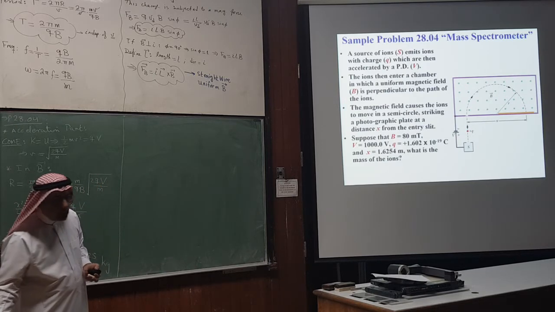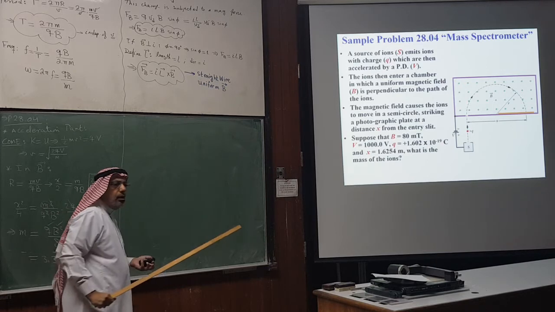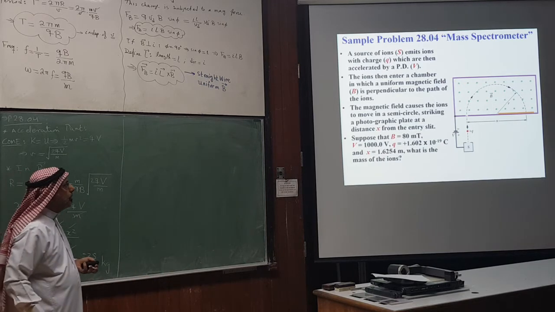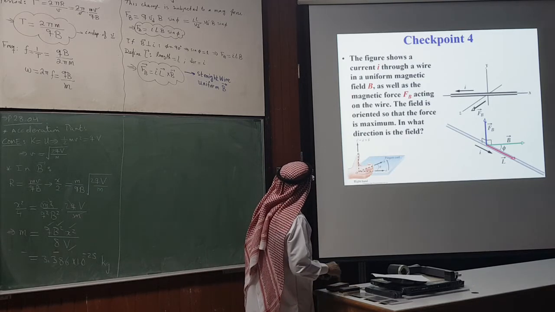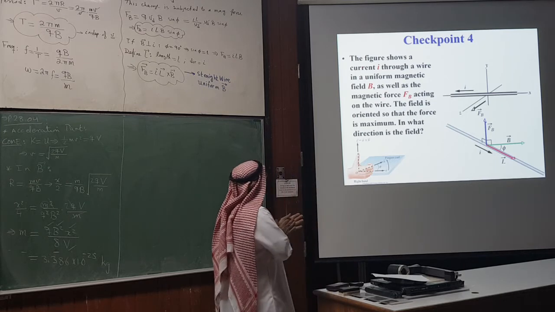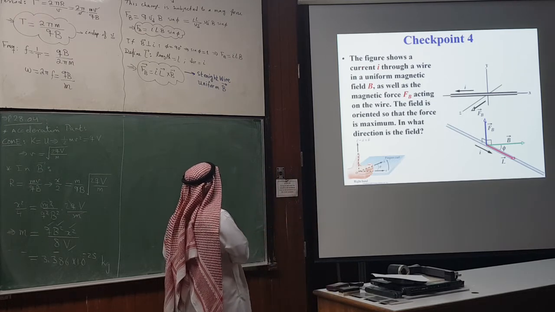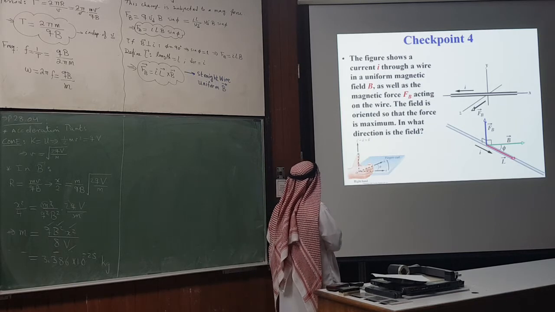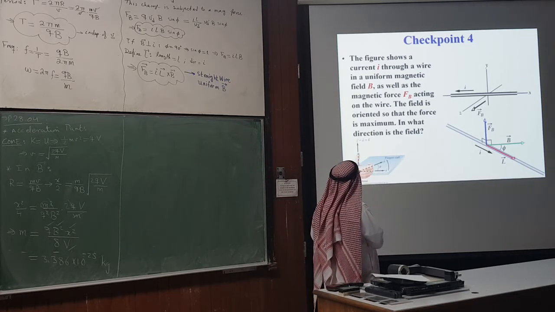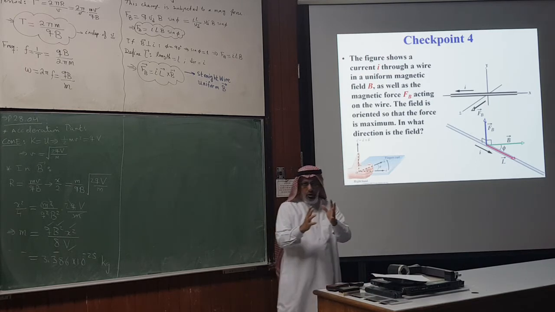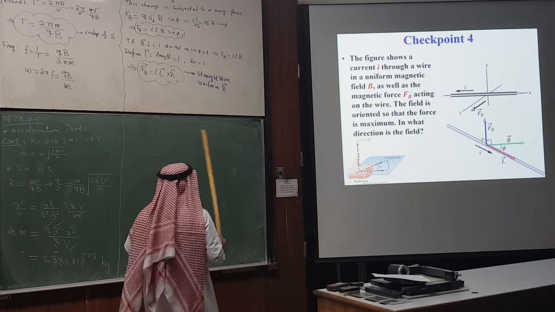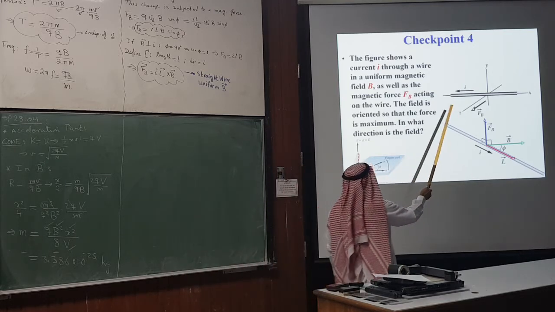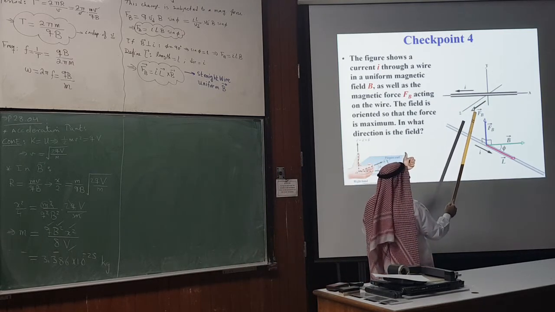Now let's move into the second concept we have today, which is the magnetic force on a wire. And we start here with a chip point 4, which says that the figure shows a current I through a wire in a uniform magnetic field B, as well as the magnetic force FB acting on the wire. So it is a little bit twisted problem. Usually we know the current and B, and we find the force. Here it is the other way around. You are given the current and the force, and you are requested to find the magnetic field.